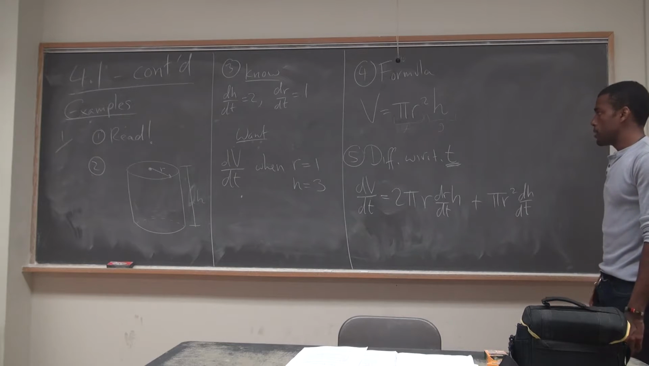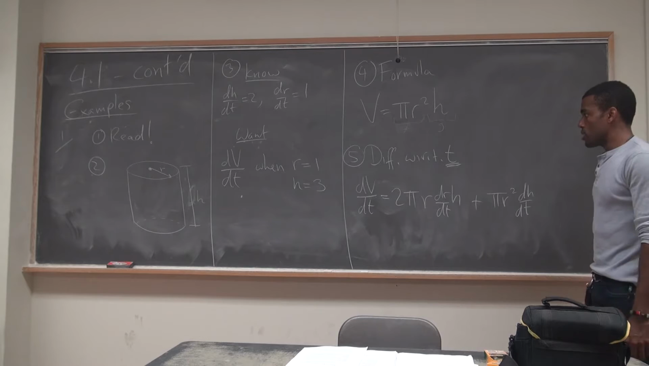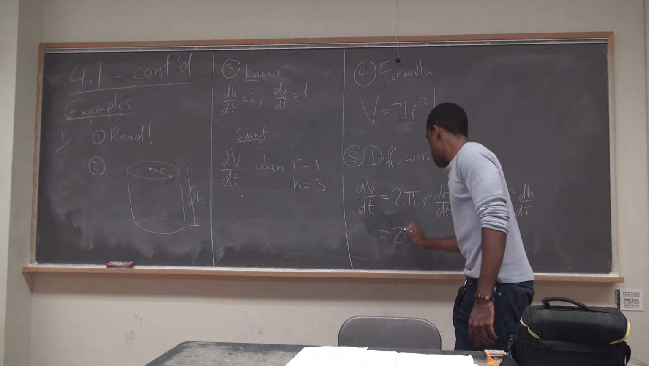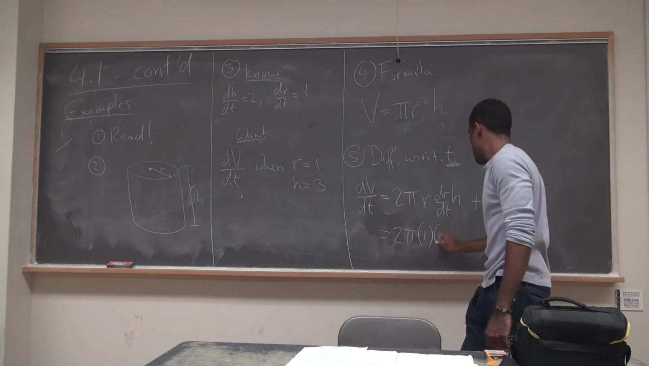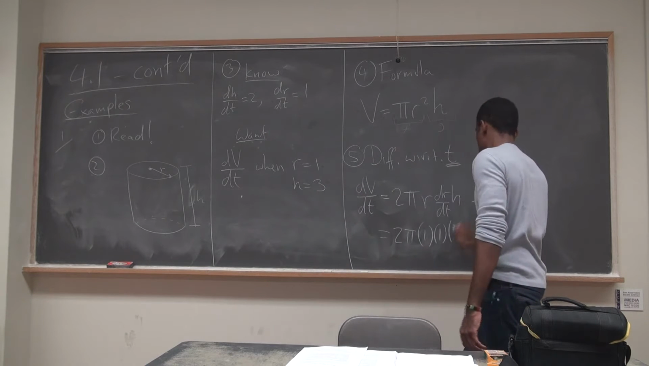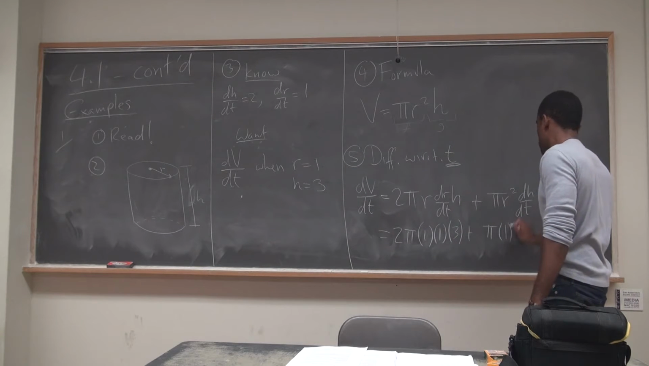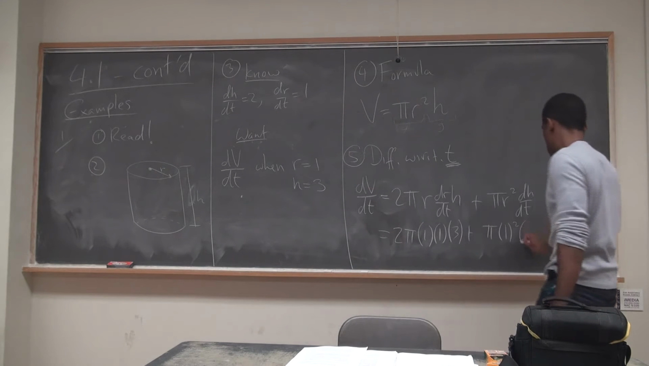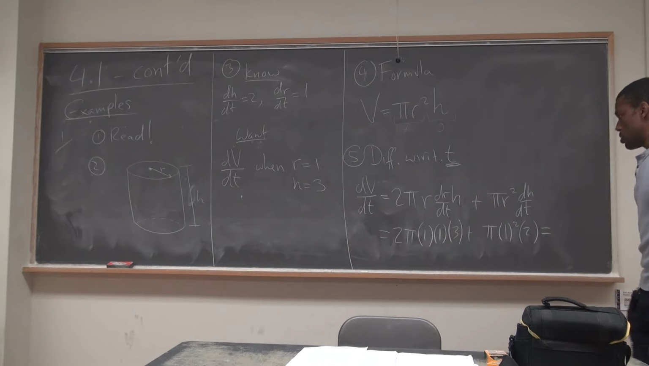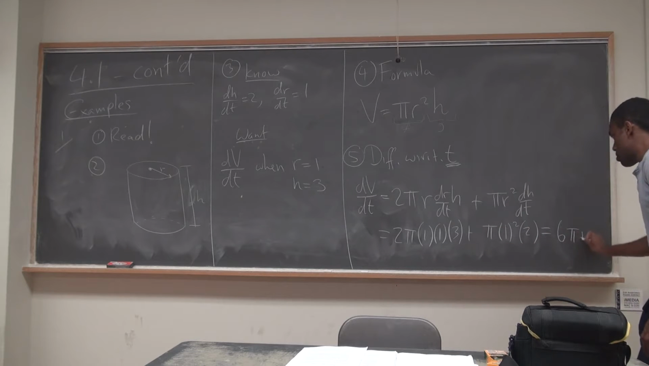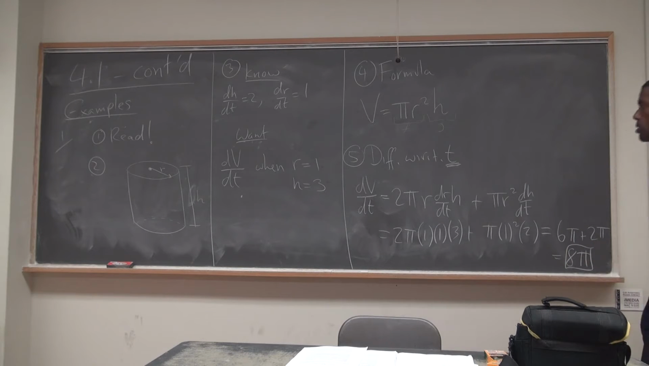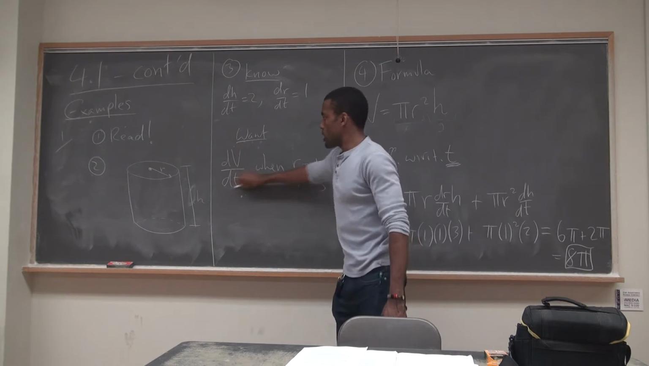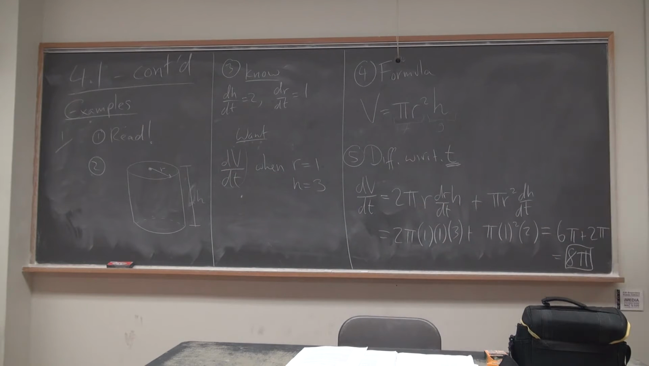At this point, could you just substitute? I can just substitute. I literally know pretty much everything. 2 pi, I know my r is 1. I know my dr/dt is 1. I know my h is 3. My r is 1. My dh/dt is 2. So this comes down to 6 pi plus 2 pi. And this was what I want, so I stop there. dV/dt is 8 pi, and it's a volume, so it would actually be meters cubed per second.